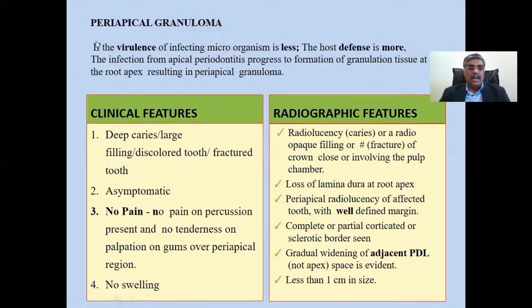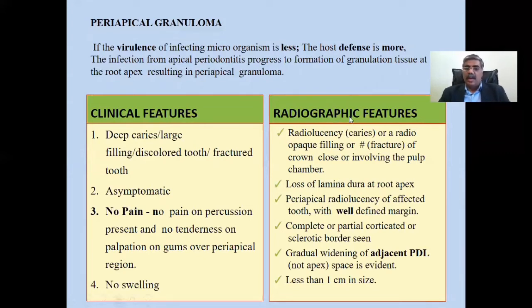What are the clinical features of periapical granuloma? There will be a source of infection, as discussed earlier, and the tooth will be asymptomatic. That means there won't be any pain on percussion, there won't be any tenderness over the periapical region, and there won't be any swelling clinically. There won't be any swelling or draining sinus. So it will be totally asymptomatic.